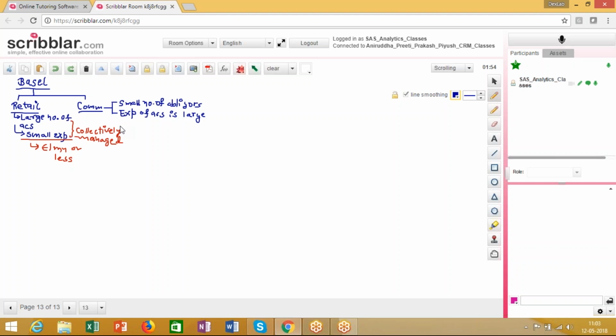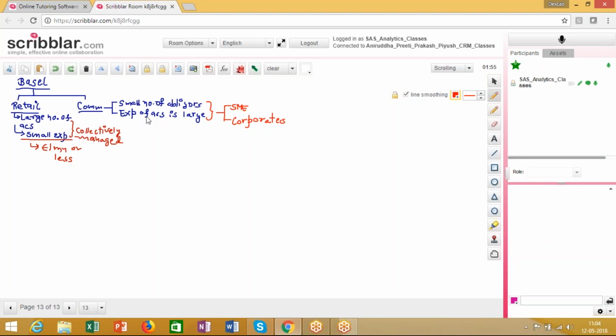Now the next part that we talk about is classifying the sub portfolios. Within commercial portfolios, the two sub portfolios that commercial accounts will have are SME and corporates. So what we have over here is SMEs and corporates.